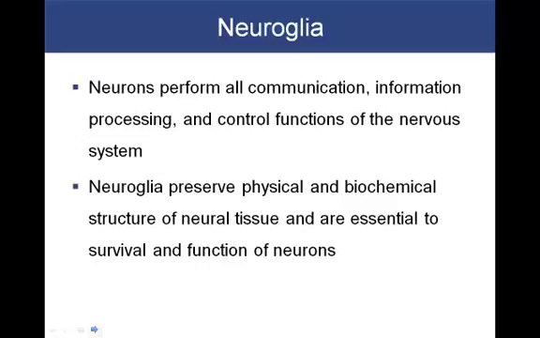So if we were to sum up neurons, we see that they perform all the communication, the information processing, and they basically control the functions of the nervous system. Neuroglia preserve both the biochemical and the physical structure of the neurologic tissue, and basically they're there to help support the neurons.